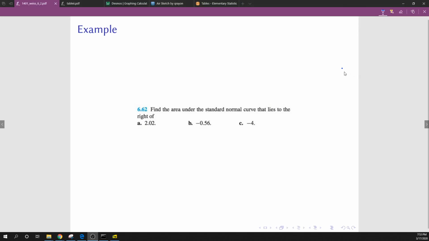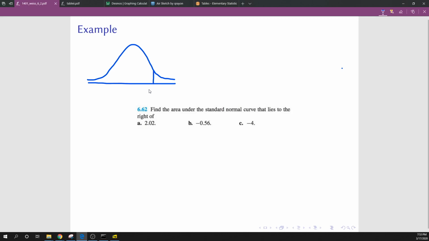All right, in this video, we are going to talk about example 6.62 from our book. It says find the area under the standard normal curve that lies to the right of 2.02. If you just draw a little picture of what the standard normal curve looks like, it's a bell-shaped curve. Remember, the hump is where the mean is, and that would be 0 right here. So 2.02 would be somewhere over here.